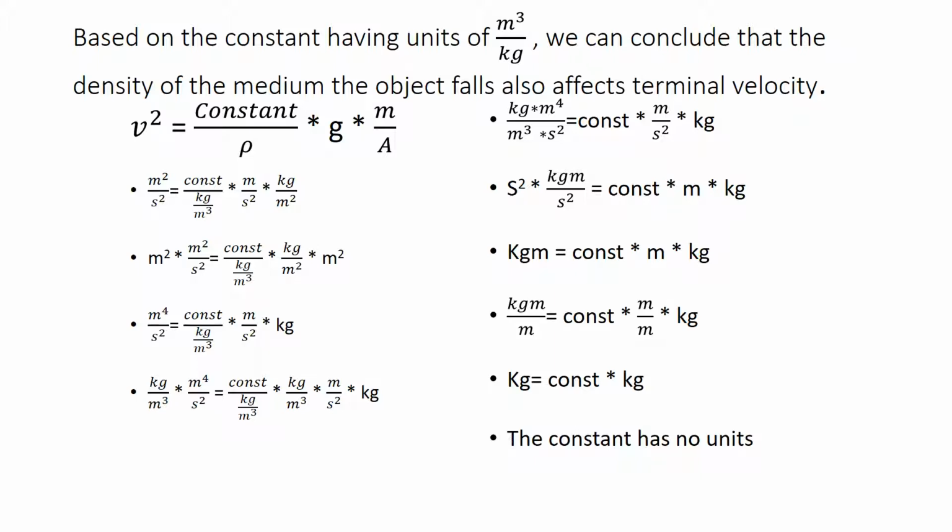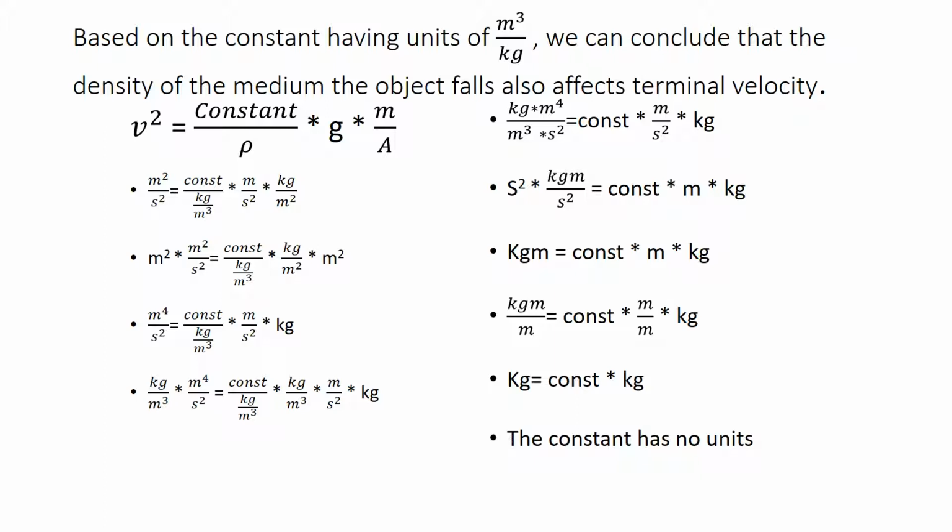by area. Okay, so then we have meters squared divided by seconds squared equals constant divided by our units for density, kilograms divided by cubic meters, times meters per second squared times kilograms divided by meters squared. So to solve for this, we want to try to solve for the constant. So we want to get the constant on one side. So we need to go through all these different variables.